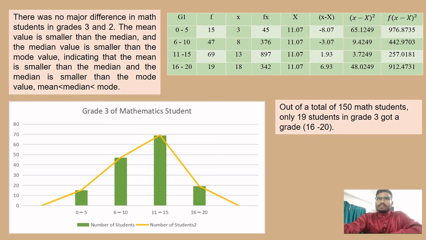Next, for grade 3, or the grade of period 3, based on the graph and the table, you can see that there was no major difference in math students between grade 3 and 2. The mean value is smaller than the median, and the median value is smaller than the mode value. Out of a total of 150 math students, only 19 students in grade 3 got a grade of 16 to 20.